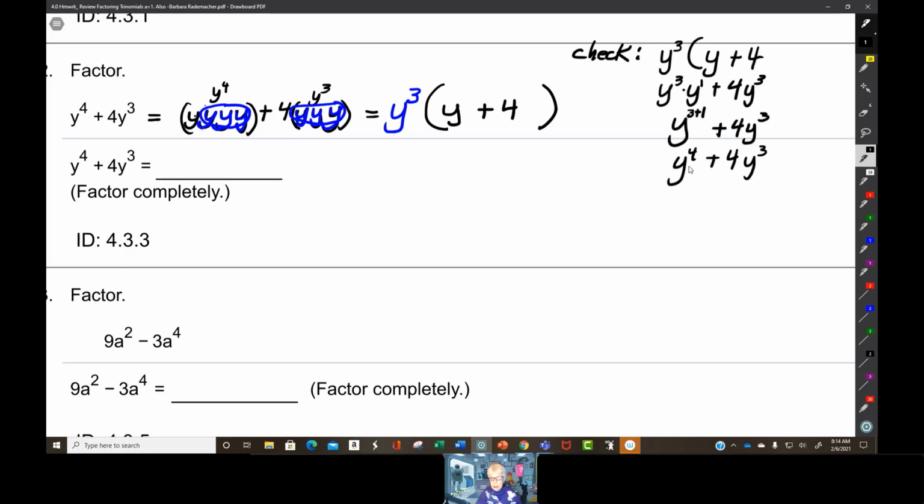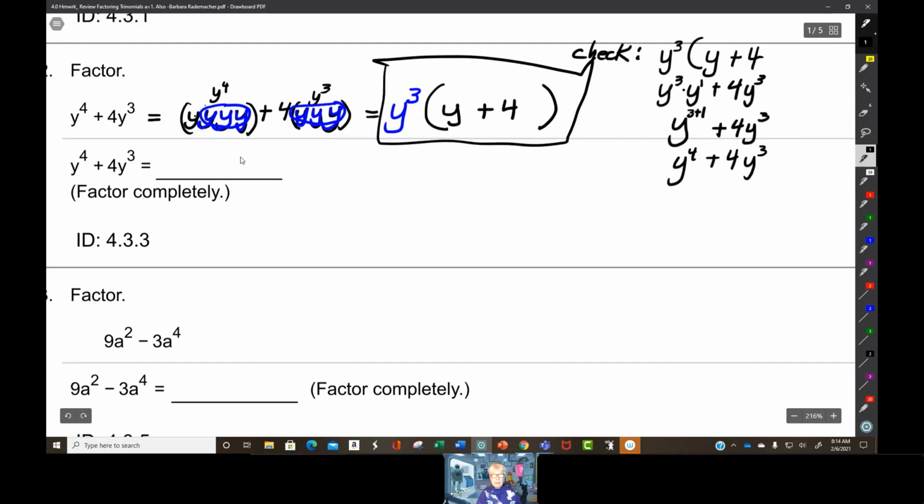So anyway, this checks, this is what I started with. Y to the fourth plus 4y to the third. So I know that this is my answer. Y to the third, parentheses, y plus 4, close parentheses. Do you have to check? No, but it's a really good idea. At least if it's been a while.